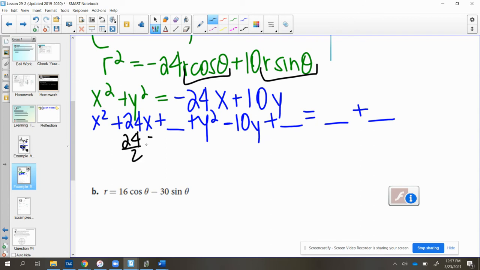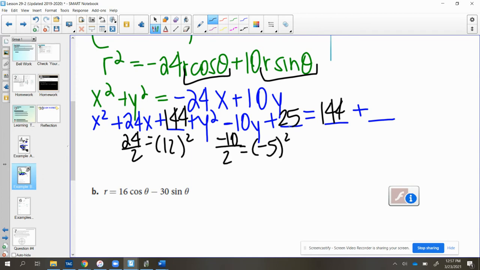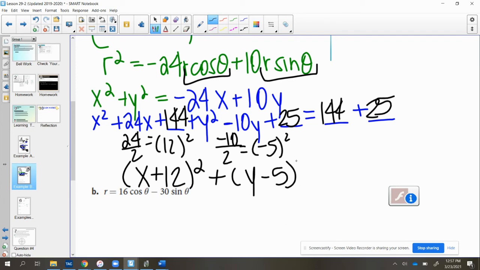24 divided by 2 is 12. Squared is 144. And on the negative 10 divided by 2, negative 5 squared is 25. So as we factor, we have X plus 12 quantity squared, Y minus 5 quantity squared when we factor this piece, and then all of that's going to equal 169. Okay.